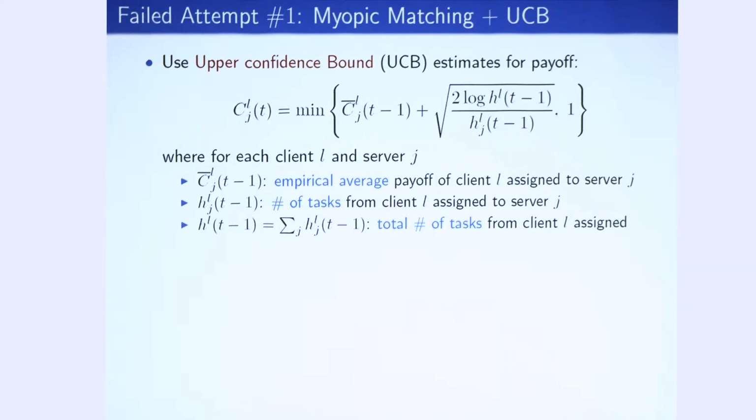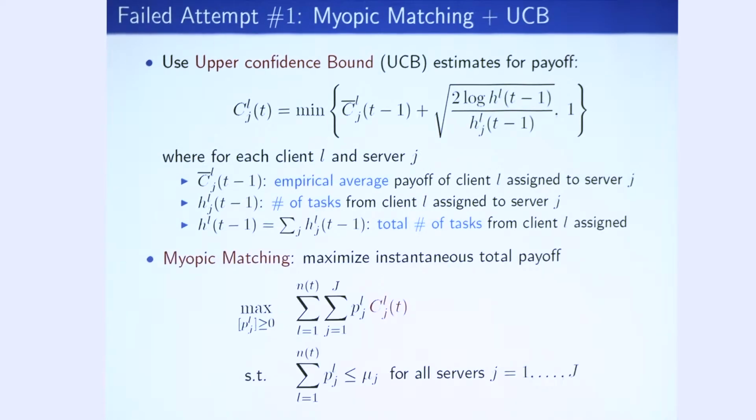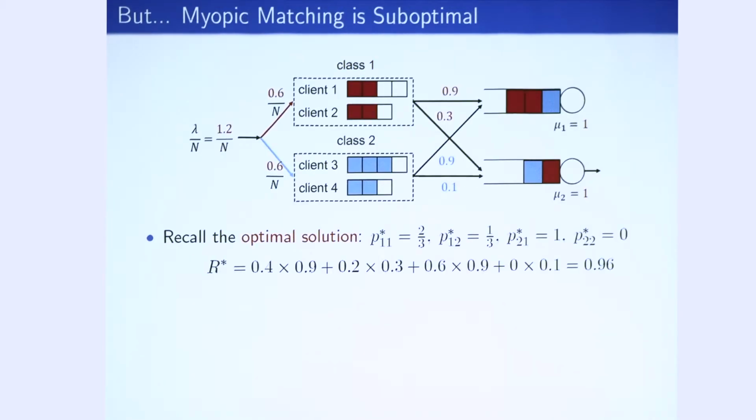It's a natural way to estimate the unknown payoff. But remember, we have a system of clients and servers. So a natural way to combine this with UCB is to try to maximize the instantaneous total payoff for the system. In particular, we find the assignment which maximizes the instantaneous total payoff, where we plug in the UCB estimate for the payoff vector, subject to the server capacity constraints. So that's a natural approach. But the question is, will this work? The answer is, unfortunately, no.